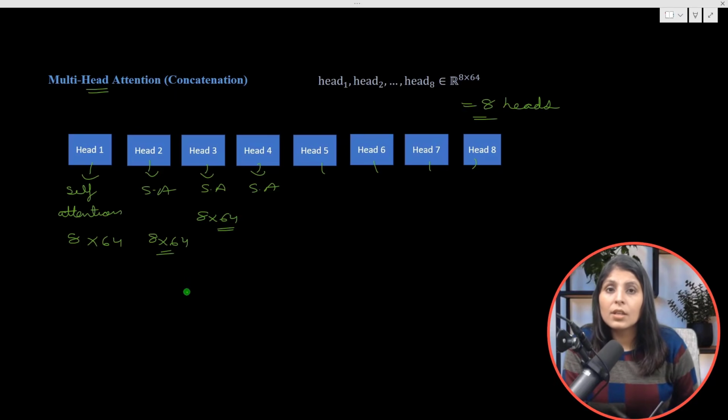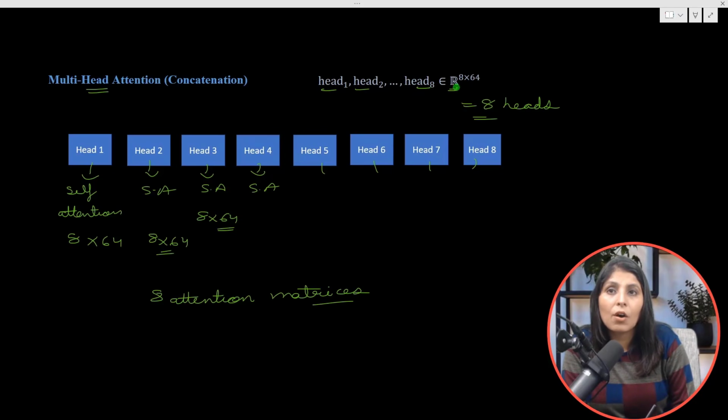So if attention heads are 8, that means you're going to have 8 attention matrices, and you can write it like this: head 1, head 2, up to head 8. In each head, you are going to have a matrix of real numbers, and the size of that matrix will be 8 into 64. This is what they have mentioned in the paper. If you want, we can open the paper and see this part once.